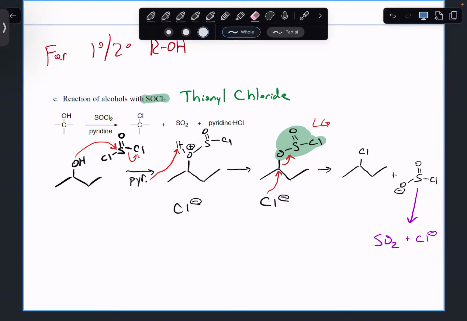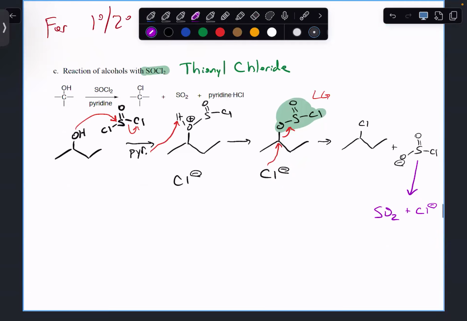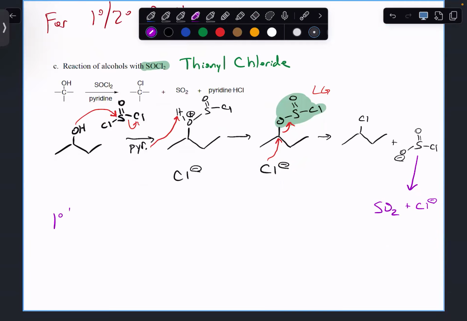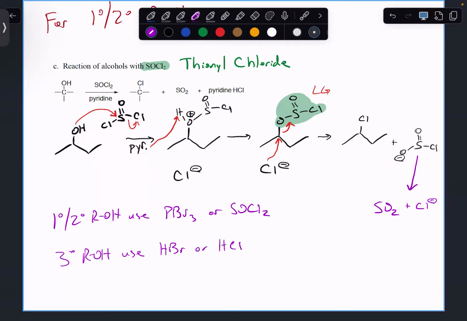Right? So I guess to summarize this part of the discussion, if you have primary or secondary alcohols, use either PBr3 if you want to make the bromide or thionyl chloride if you want to make the chloride. If you have a tertiary alcohol, use HBr or HCl. That's the take home message.